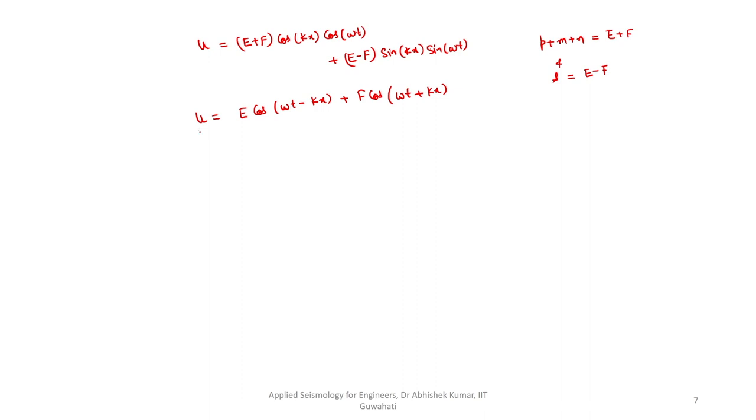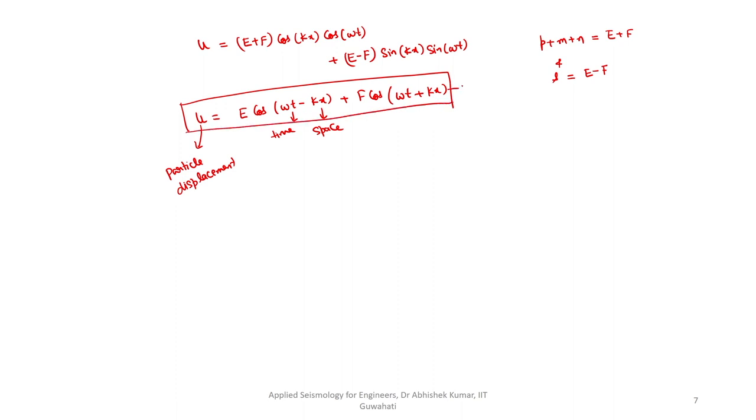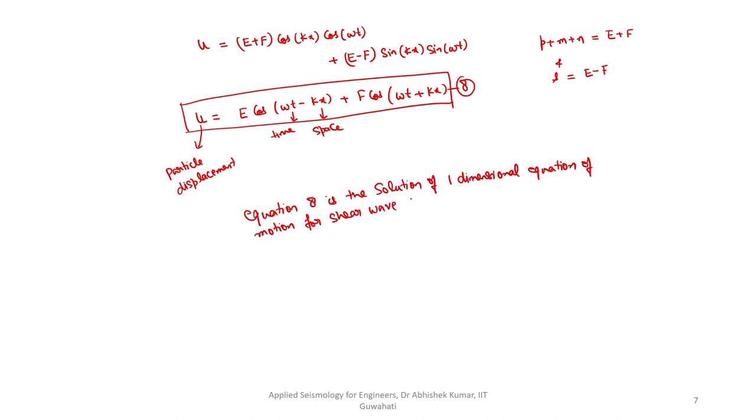So now we have the displacement value. This is particle displacement because of shear wave propagating through the medium, given as the combined effect of variation with respect to time and with respect to space, both in terms of cosine terms. So, we can number this particular equation as equation number 8. Equation 8 is the solution of the one dimensional equation of motion for shear wave passing through the medium.